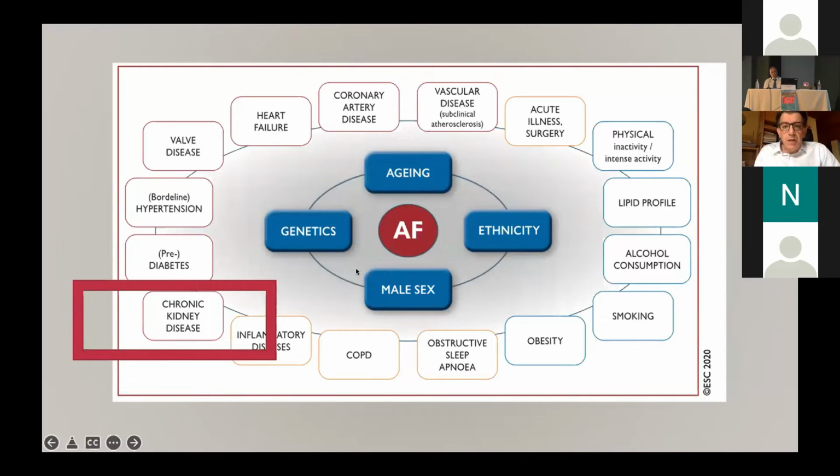In this slide, you can see atrial fibrillation in the center and how it is correlated with a lot of comorbidities. At the center of that are aging, genetics, male sex, and what we will discuss, chronic kidney disease.